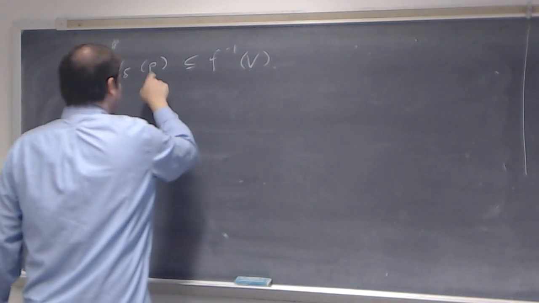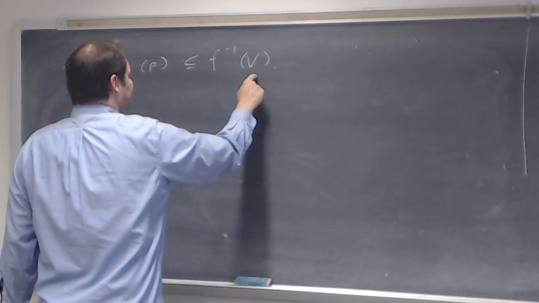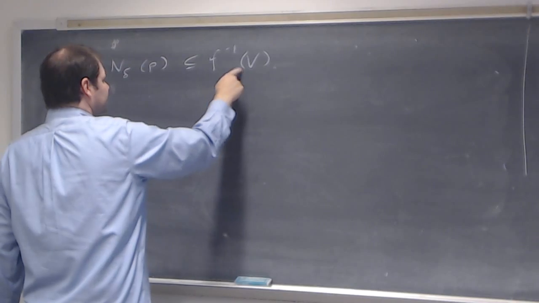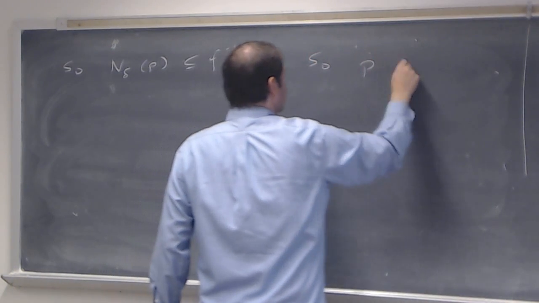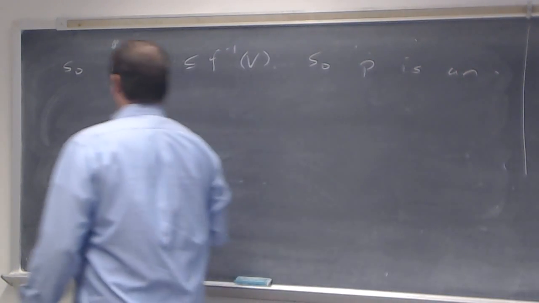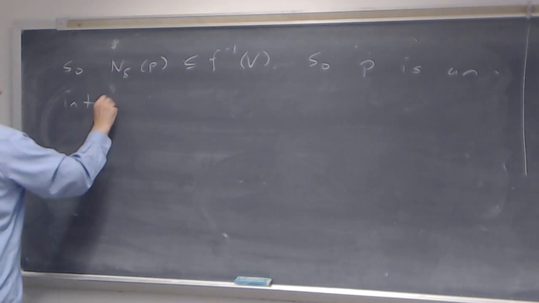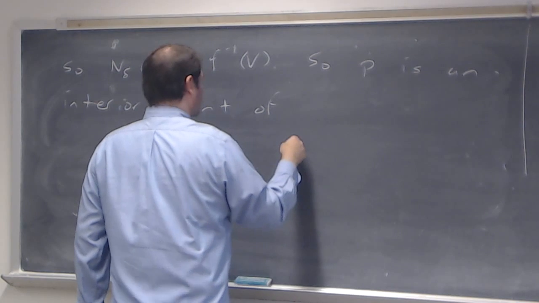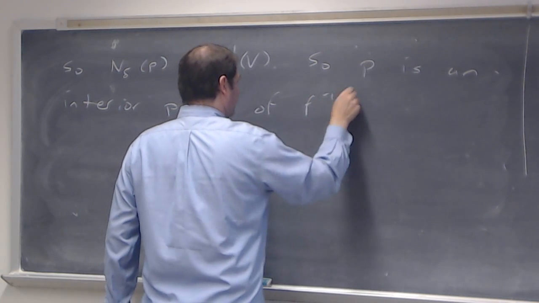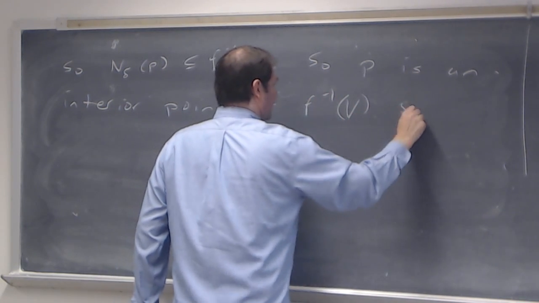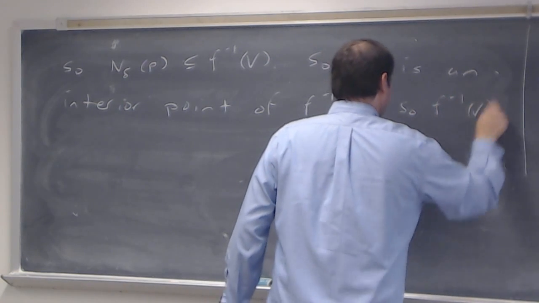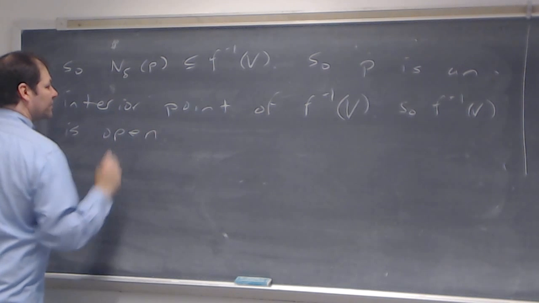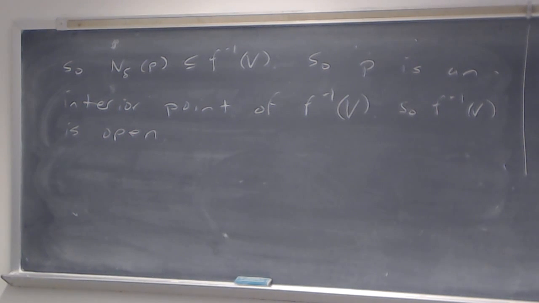So we've created a neighborhood that's contained in this set, where p was just an arbitrary point from this set. So that means that p is an interior point of the inverse image of V. So that means the inverse image of V is open. Aha! So that's half of the proof.